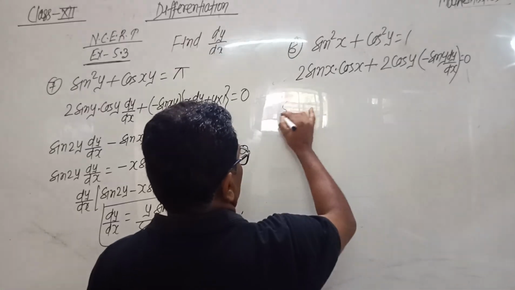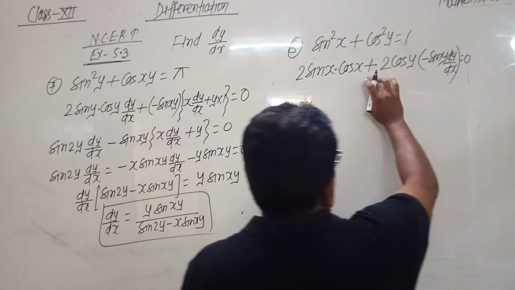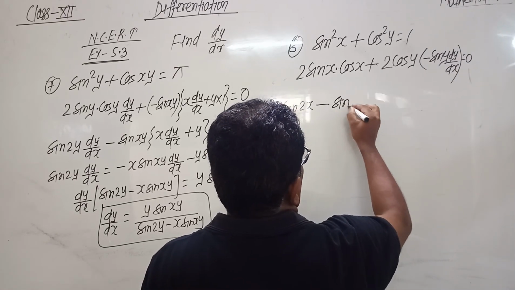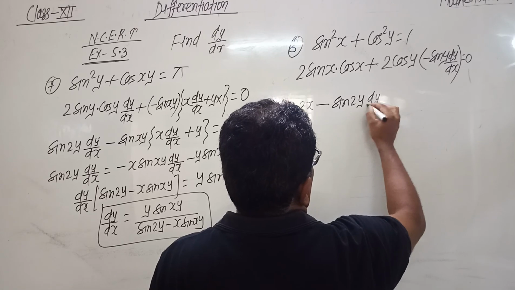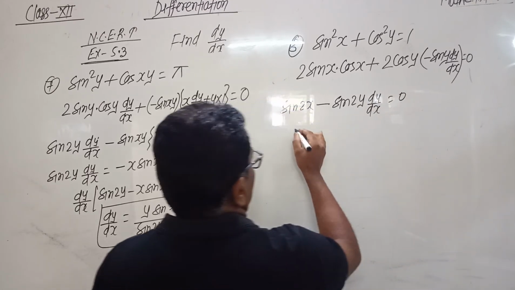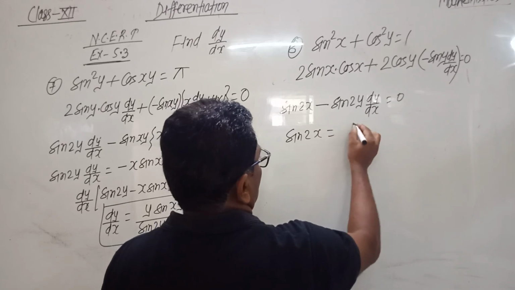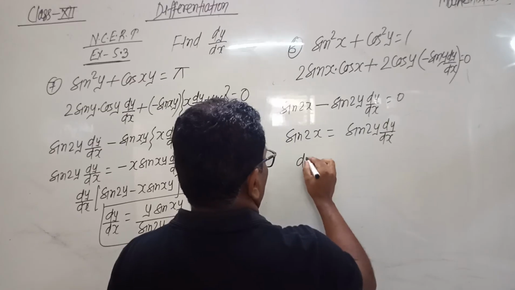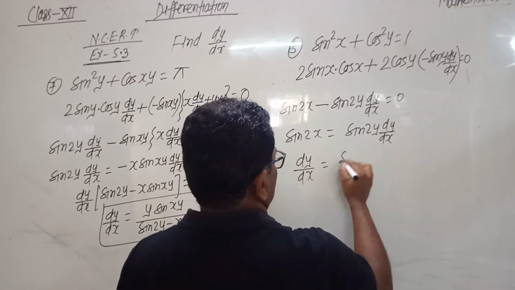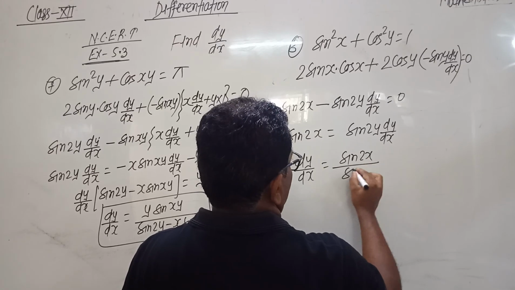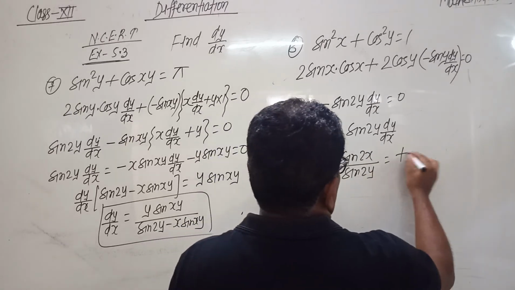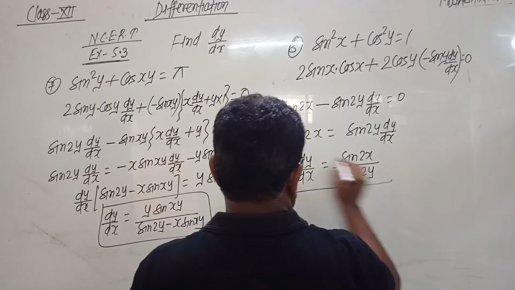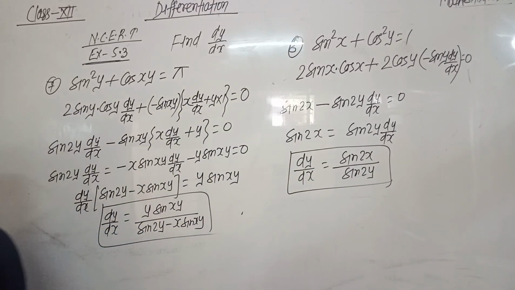This becomes the formula sin of 2x, plus minus minus 2 sin y into cos y. This again becomes sin 2y dy by dx equals to 0. And sin 2x equals to, this goes on the right side, becomes positive. And we find the value of dy by dx. dy by dx comes to be sin 2x by sin 2y. This is the result: dy by dx equals to sin 2x upon sin 2y.